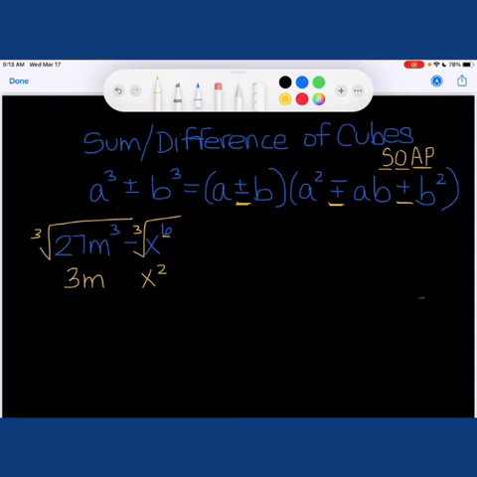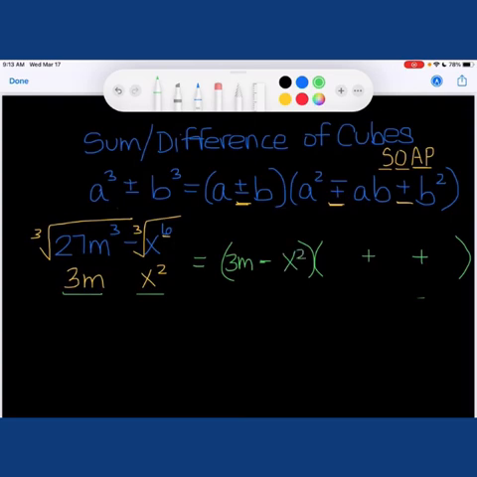So now I need to go ahead and factor this. The first part is the same sign, so it's minus. I'm going to go ahead and put my signs in. The second sign is the opposite, so it's plus, and then the last one is always positive. Well, this is a and this is b, so we've got 3m minus x squared here.